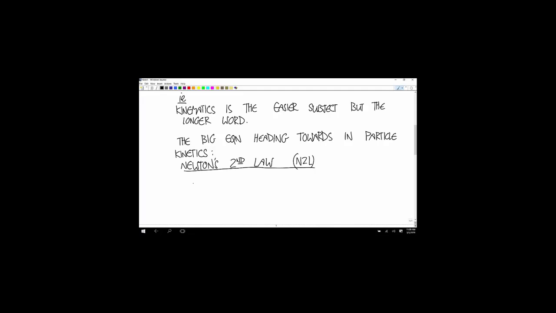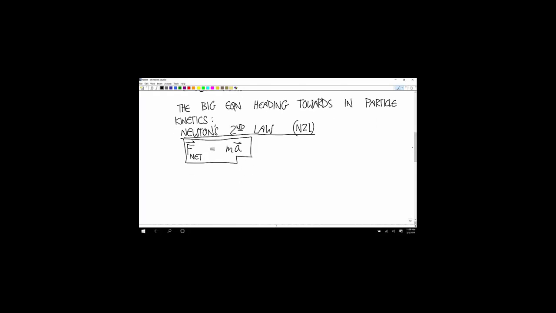And Newton's second law says this. I'll tell you what all these individual terms mean, but the net force is equal to the mass times the acceleration vector. Okay, and these have very specific meanings. So F net.